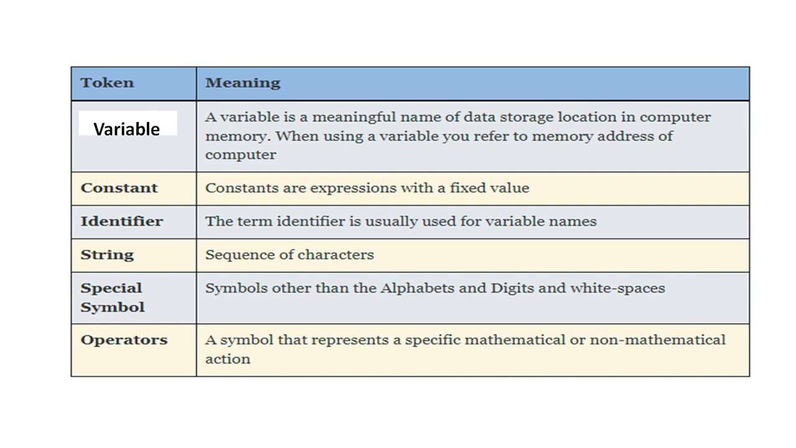A name of a variable, or the name of a constant, or the name of a function are called identifiers.